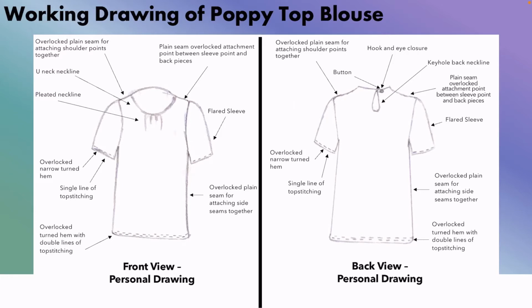To demonstrate the knowledge I hold about how to produce a sample garment, I must begin with the working drawing of the poppy top blouse. This working drawing includes all of the required finishings, such as the neckline information, the seams, the hem finishes, and the hardware involved in its closing.